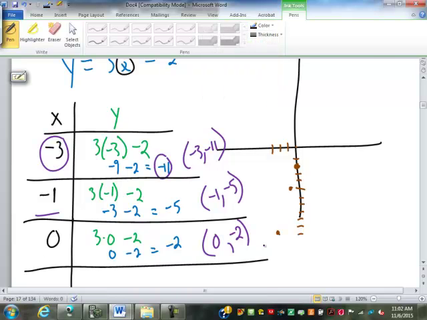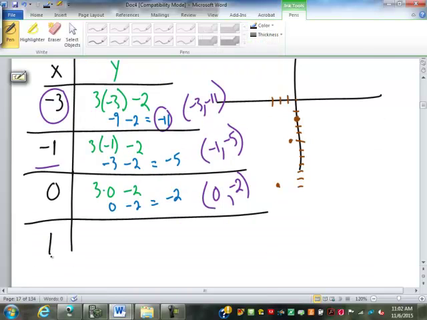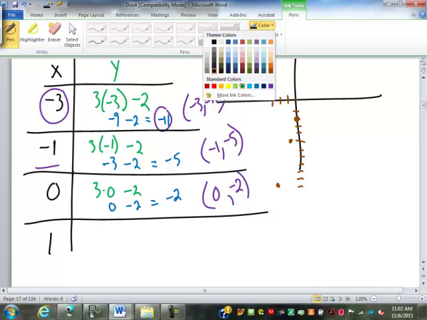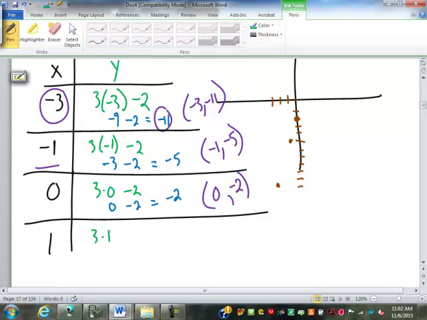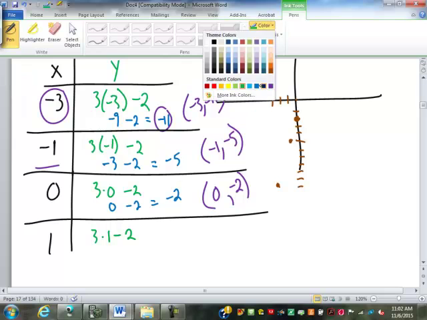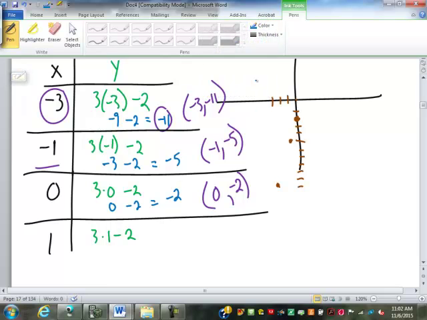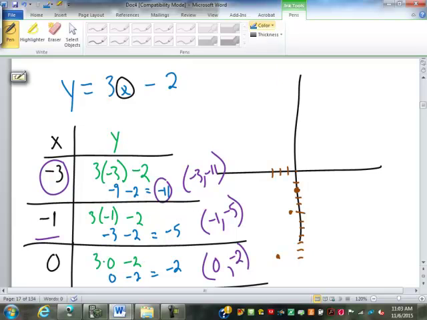Well, we might need some more points. Let's do 1 for x. So if x is 1, y is 3 times 1 minus 2. 3 times 1, 3 minus 2 is 1. So 1, 1 is a point. Now at this point we probably have enough points. We realize these are all in a straight line. So we need to draw a line through it.